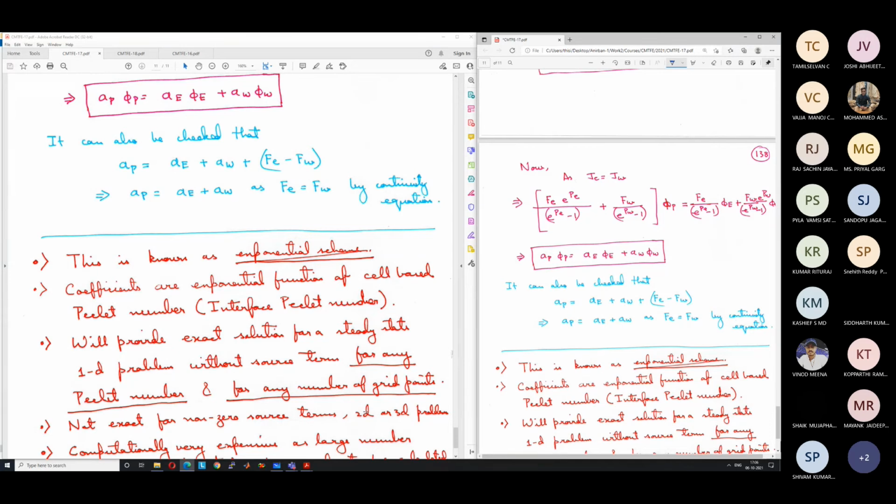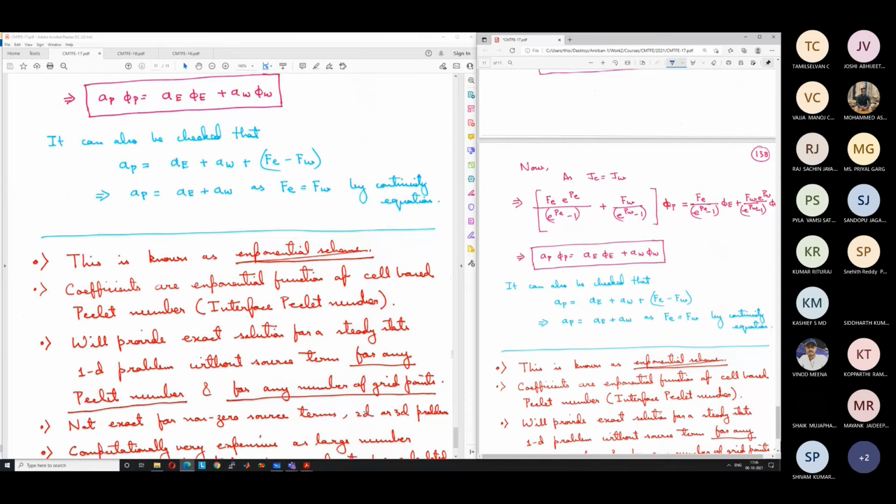Sometimes people ask, what is the advantage of the exponential scheme? The advantage is that it gives the exactly correct solution, 100% correct, if it is a 1D convective diffusive problem without source term. However, for other types of problem also, like 2D or 3D problems, or when there is a source term or unsteady term, it gives a very accurate solution.